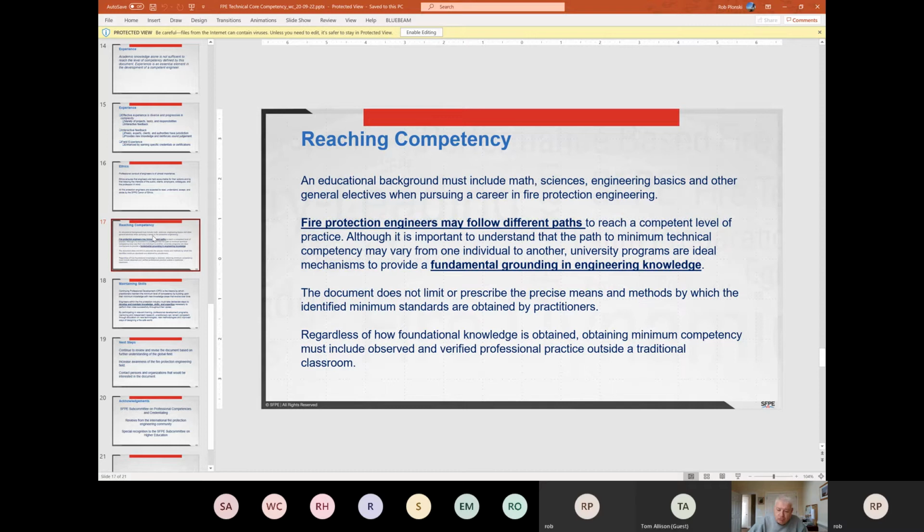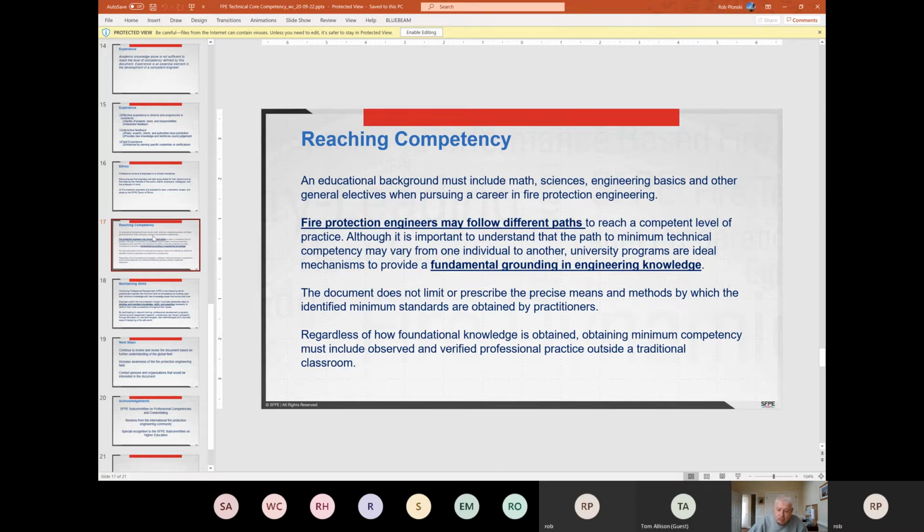Regardless of how foundational knowledge is obtained, obtaining the minimum competency must include observed and verified professional practice outside of the traditional classroom. We've got to get engineers in the field, working with it, touching the system, looking at the systems, understanding their actions and the operations of those that are around them, to ensure that the knowledge and application is practical, and to help them to reach a competency.